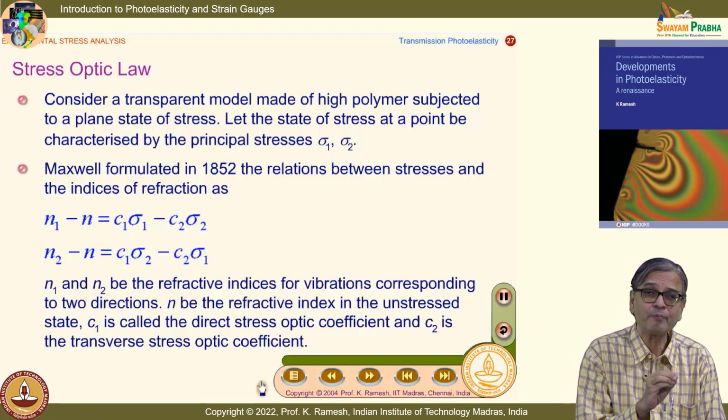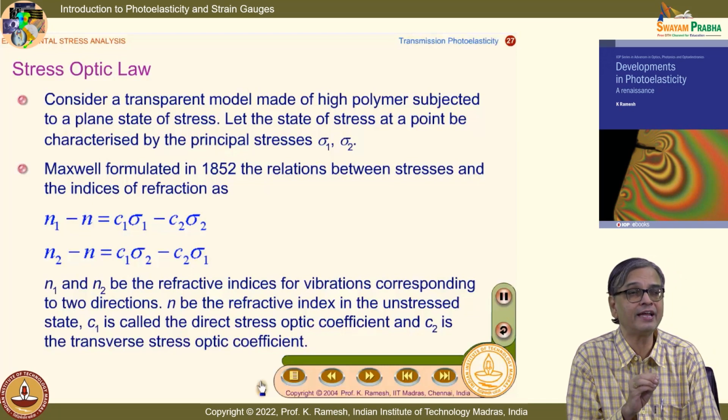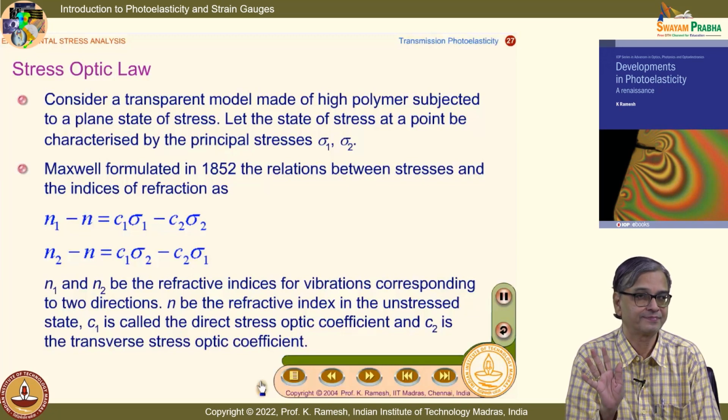So now, by doing a mathematical manipulation, it is possible for you to relate the difference in refractive indices to the difference in principal stresses. Okay.